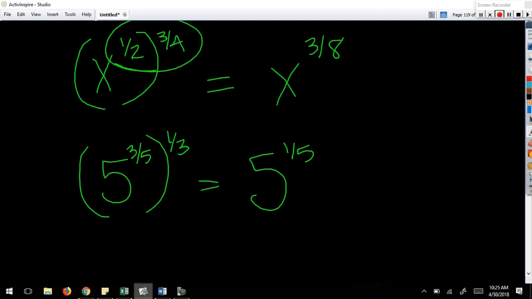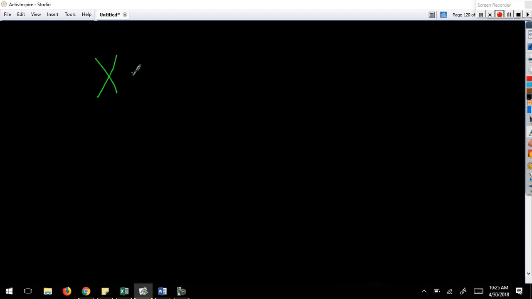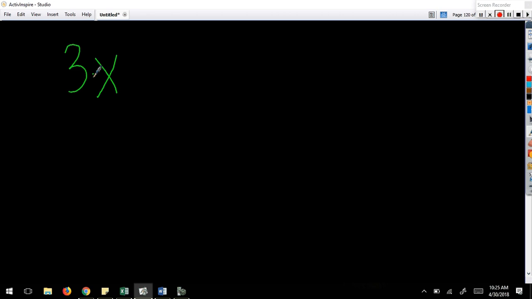What happens if I have 3 times x in parentheses, and I have an exponent on the outside? I'm multiplying inside the parentheses. What happens to that exponent on the outside? It goes to both.